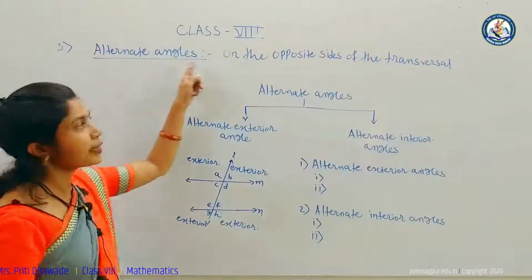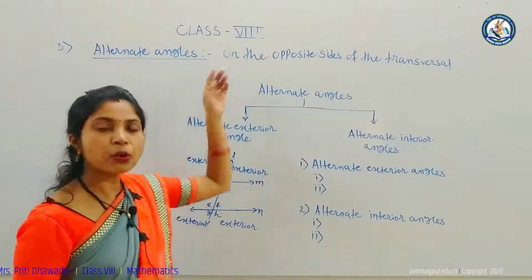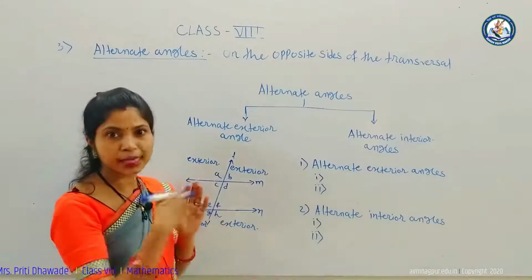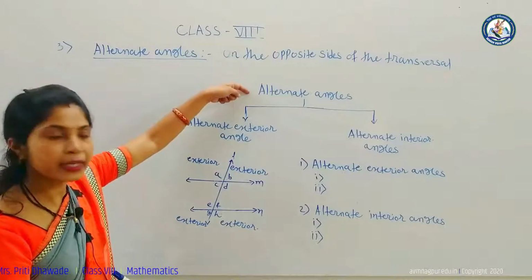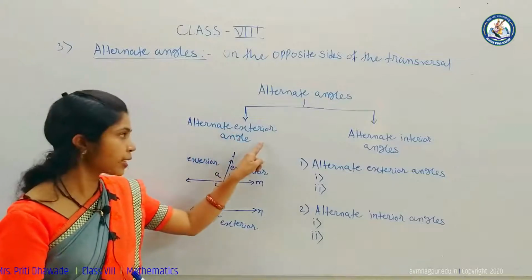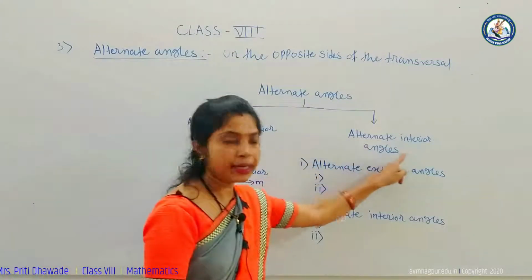Now next, alternate angles. Alternate angles means what? Those angles which are present on the opposite sides of the transversal. So there are two types of alternate angles: alternate exterior angles and alternate interior angles.